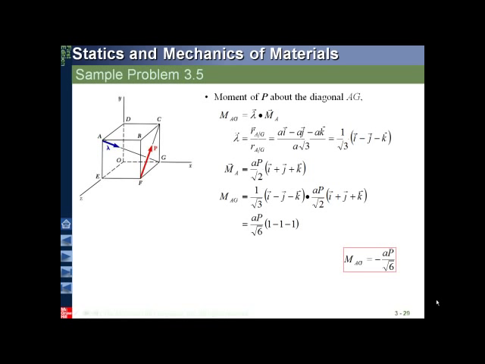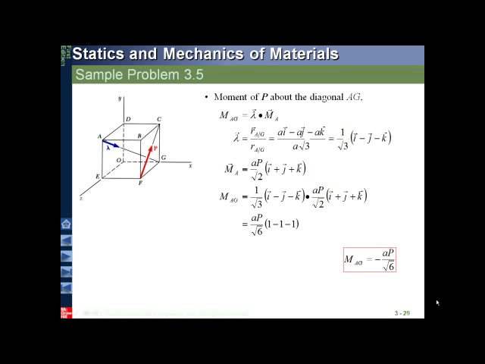If you look at that, it is a positive A in the i direction. It is a negative A in the j direction. It is a negative A in the k direction. So the little lambda unit vector is correct there. That all looks pretty good. It should say 1 divided by square root of 3 times i minus j minus k.